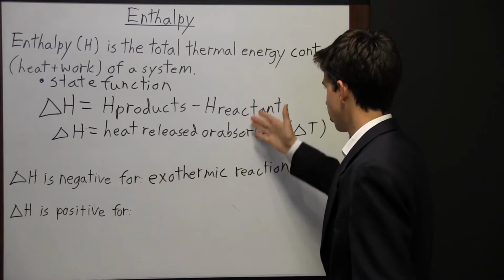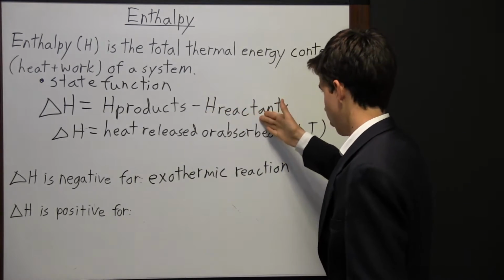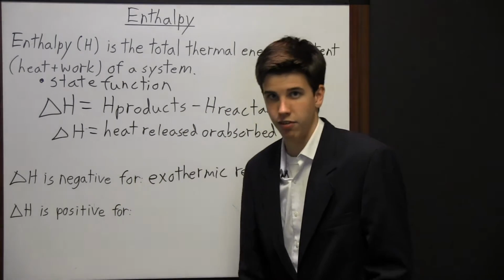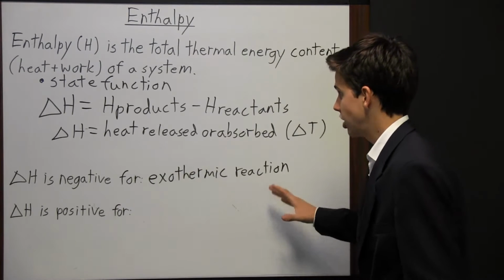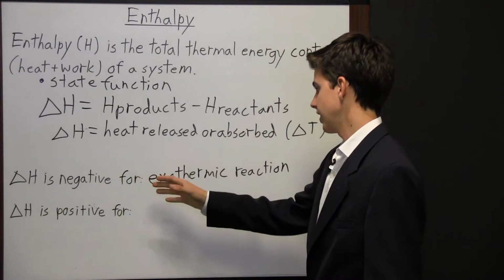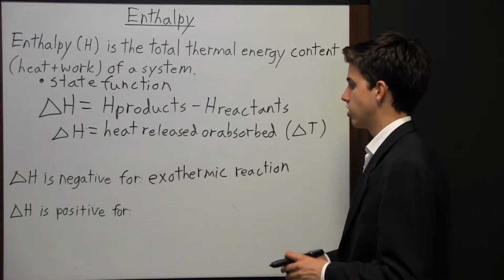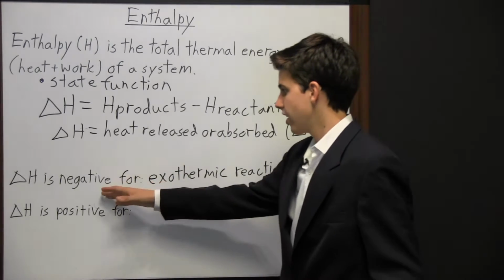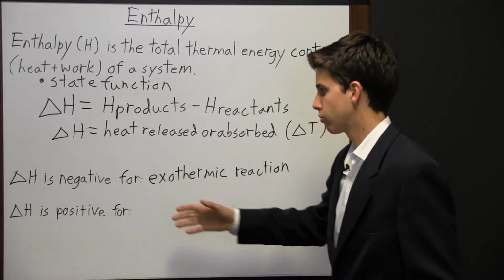And so you can easily just determine that by looking at this equation. When the reactants are bigger, it's going to create a change in enthalpy that is negative. And in an exothermic reaction, heat energy is being released, and so the temperature is going to rise. And so that's why the change in enthalpy is negative, because energy or heat is being released.